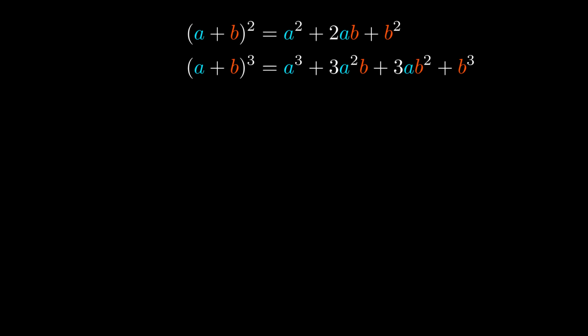But what if we want to calculate (a + b)^4 or 10 or any other number? This is where the binomial theorem comes in. The binomial theorem is a fundamental concept in mathematics that allows us to expand binomial expressions like (a + b)^n, where n is a positive integer.